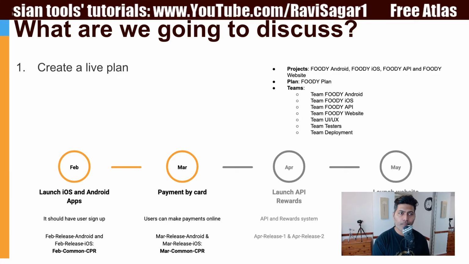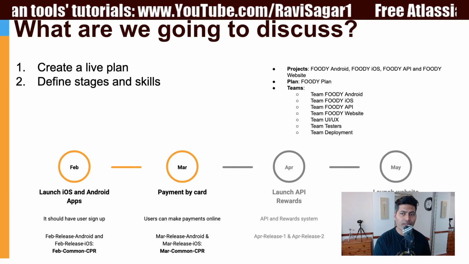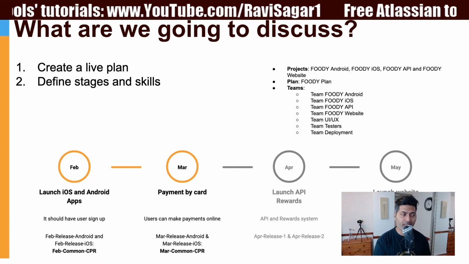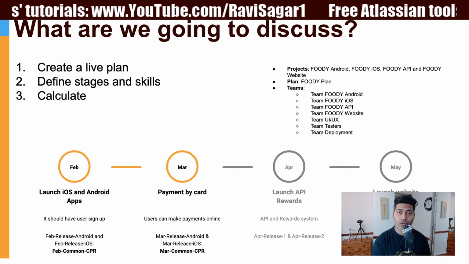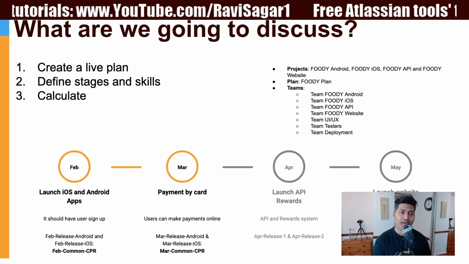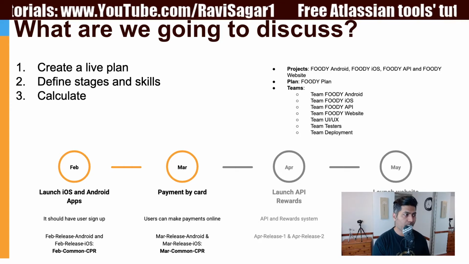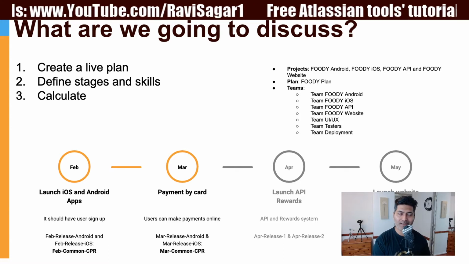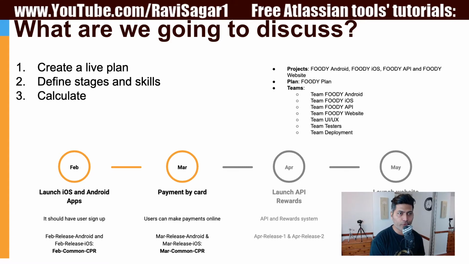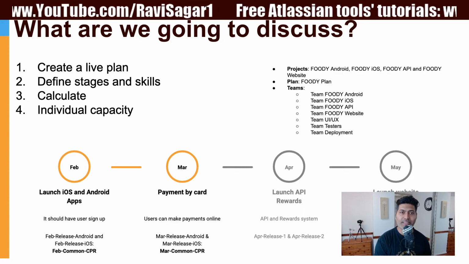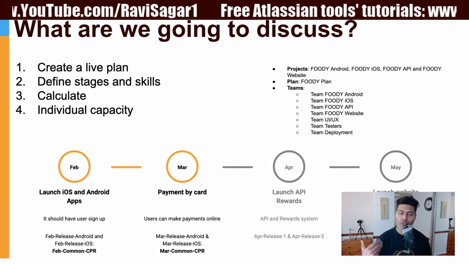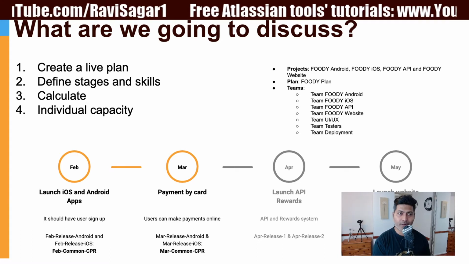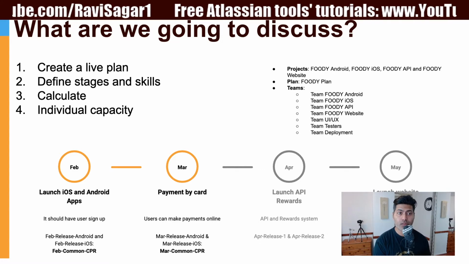So in this video we will definitely create a life plan. We will also take a look at the concept of stages and skills, which is not a feature yet in the new improved interface. We will also take a look at a feature called calculate. It is something similar to the auto schedule feature, but in the life plan this calculate button will do a bit more than the auto schedule feature of your new improved interface. And we will also take a look at the individual capacities, where we will set some working days or capacity for individual team members, so that portfolio can take care of these non-working days for individuals when making a plan for us.